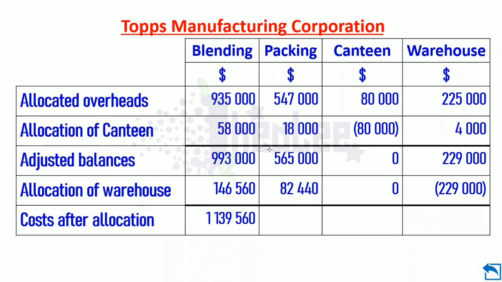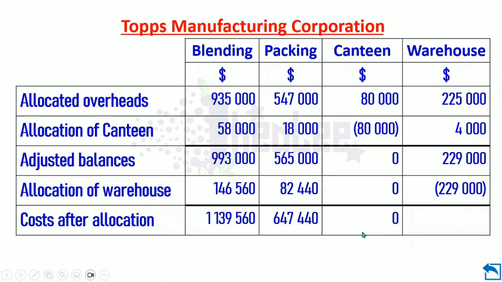We are now going to look at the cost after allocation in the packing department. After the adjusted balance, there is a value of $565,000 in the packing department. To that, we're adding the allocation coming from the warehouse of $82,440. And this gives us a total cost after allocation of $647,440.